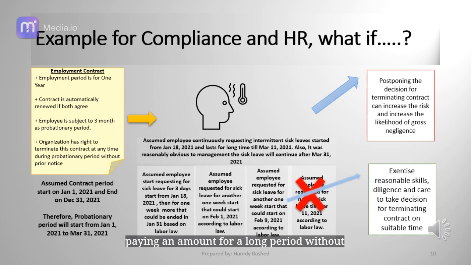Paying an amount for a long period without receiving any service from that employee may not be accepted by shareholders or donors, especially if the amount is significant or this issue has become more frequent. Also, not taking quick action to terminate a contract after 3 weeks of sickness, and such issues frequently occur, can be considered as misconduct due to gross negligence.